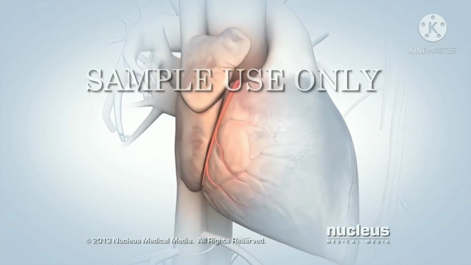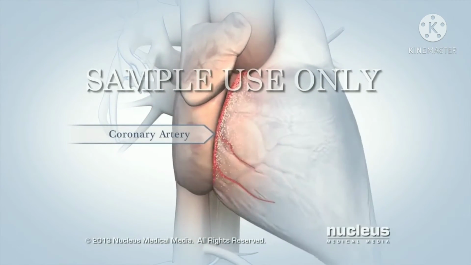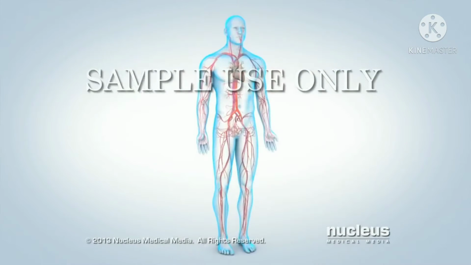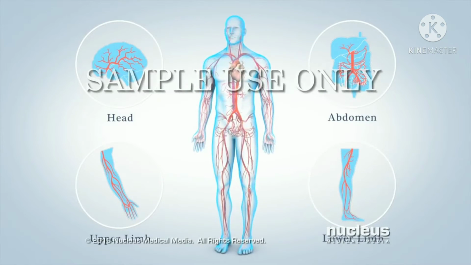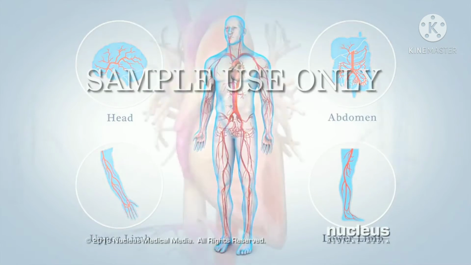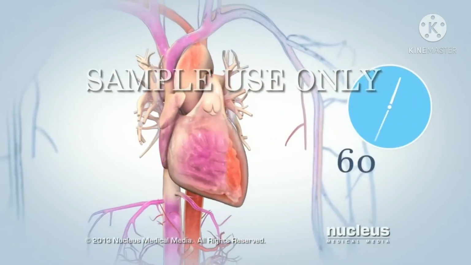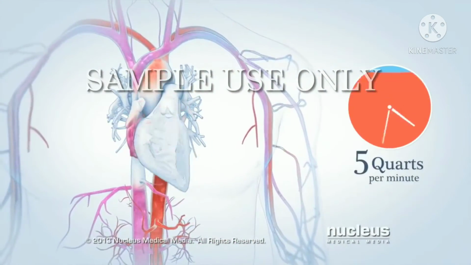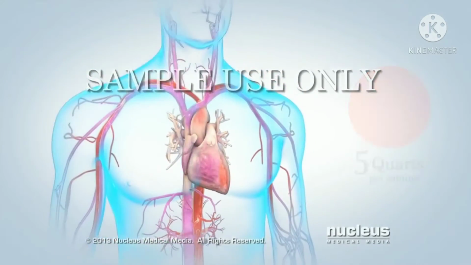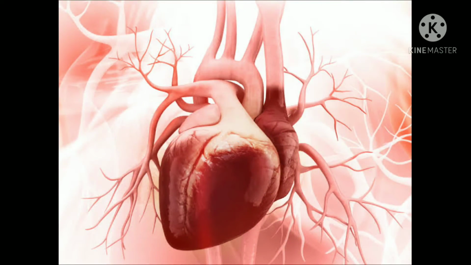The first branches off your aorta are the coronary arteries, which supply your heart muscle with oxygen and nutrients. At the top of your aorta, arteries branch off to carry blood to your head and arms. Arteries branching from the middle and lower parts of your aorta supply blood to the rest of your body. Your heart beats an average of 60 to 100 beats per minute. In that 1 minute, your heart pumps about 5 quarts of blood through your arteries, delivering a steady stream of oxygen and nutrients all over your body.